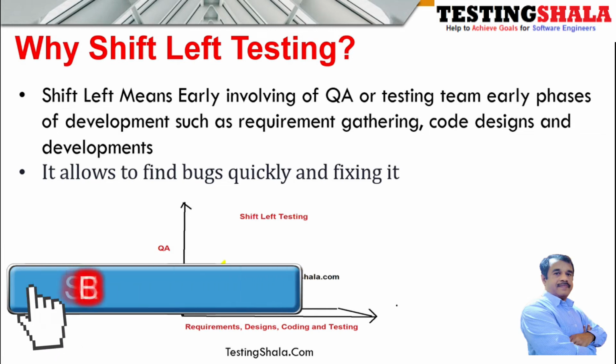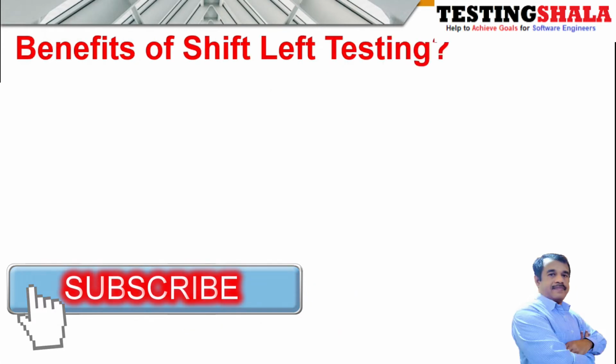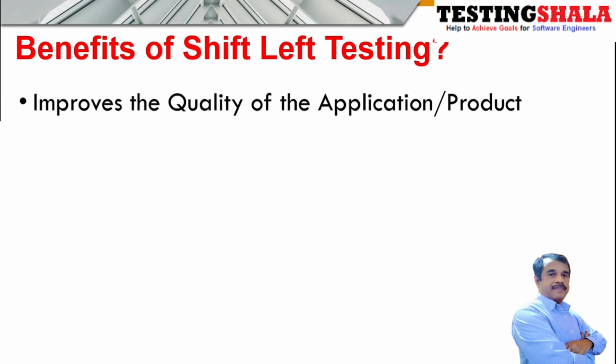At the end of the release, we will see less testing and fewer issues. What are the benefits we normally get out of shift left testing? The first advantage is that it improves the quality of the product or application, because we are trying to test everything in the beginning. Because of this, there is a lot of quality consciousness in the team, which helps in improving the quality of the application or product.